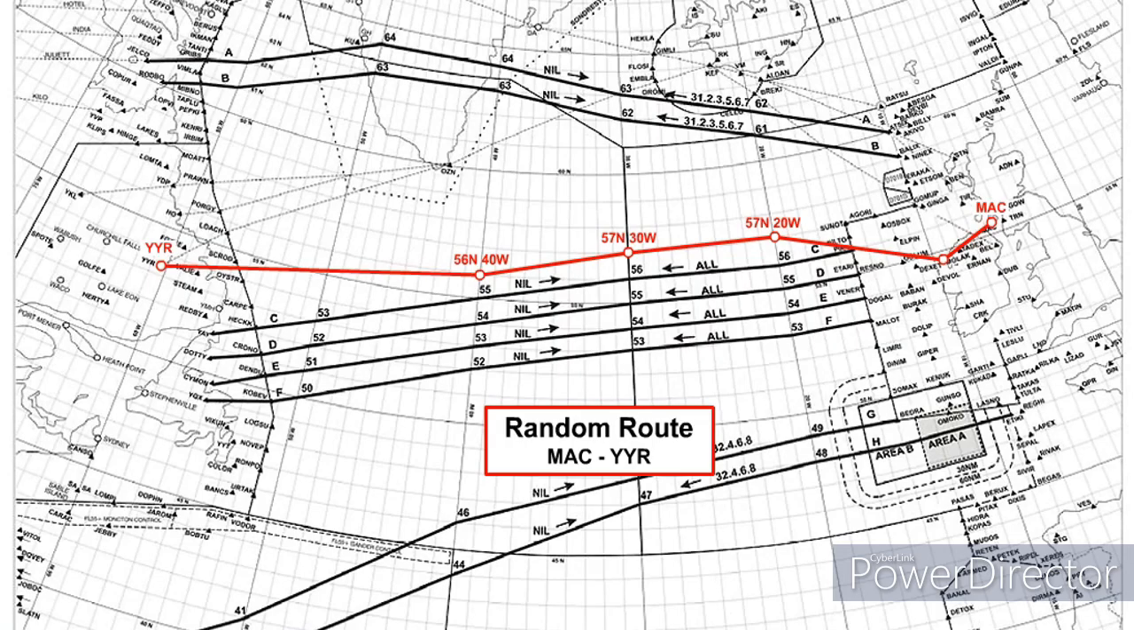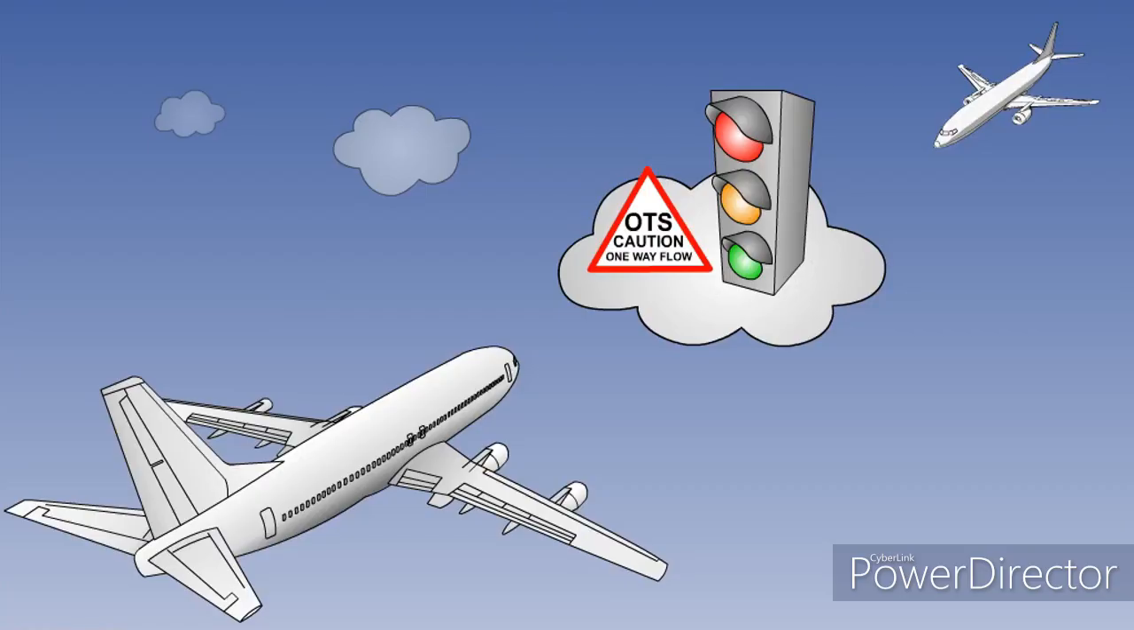Such routes are known as random routes and, at the times of activity of the OTS, are subject to certain restrictions which will be outlined later in this lesson. As already mentioned, there are two distinct traffic flows in the MNPSA and two OTSs to fit the demand, westbound during the day and eastbound at night.